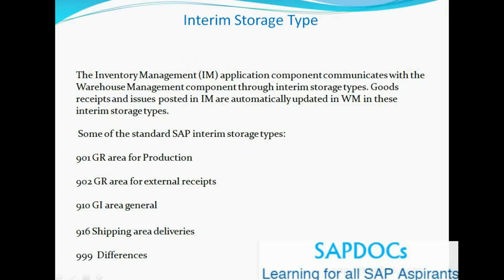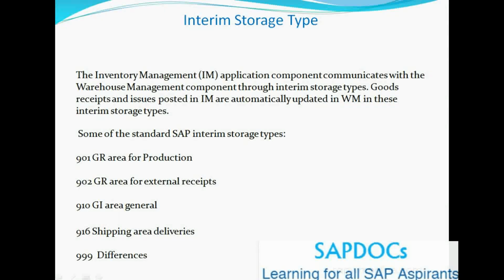So for example, you are doing a goods receipt for a purchase order from a vendor. The moment you do a MIGO, the stock goes into an interim storage type 902. From 902, this has to be further put away into the bin. Till the time you don't put away the stock using the transfer order, it lies in 902, which is also the goods receipts area.